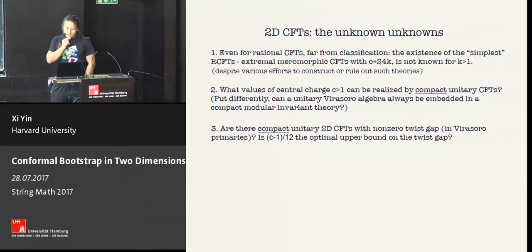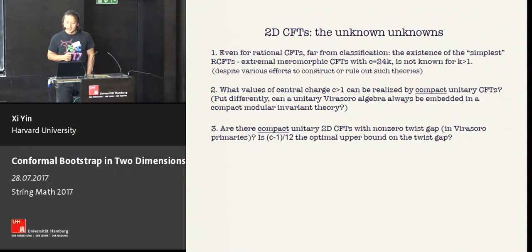Now, the twist of an operator, or a primary operator of the Virasoro algebra, is defined to be the difference between dimension and spin. So if the twist is 0, the operator corresponds to conserved currents, which generally correspond to higher spin symmetry. It turns out that if you go through the list of all the compact unitary 2D CFTs that you can think of, that you can establish the exact spectrum, they appear to always have zero twist gap, which is somewhat strange. So you might wonder whether that's always true.